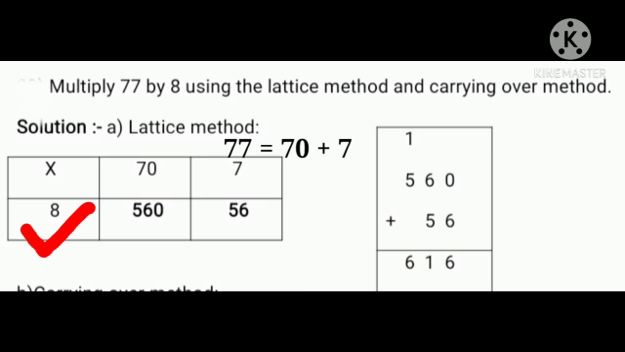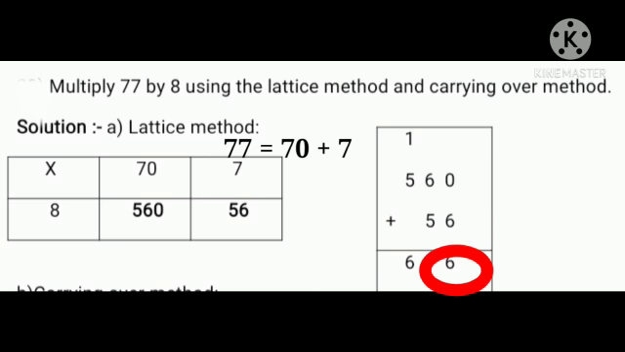77 multiplied by 8. So 8 multiplied by 70. 8 7s are 56. Place a 0 after it. Again 8 7s are 56. Now arrange the numbers for addition. 560 plus 56. Starting from units place.